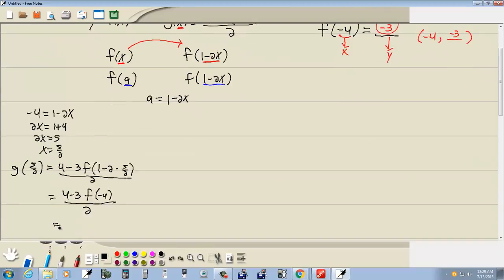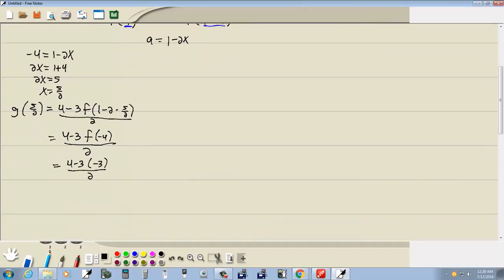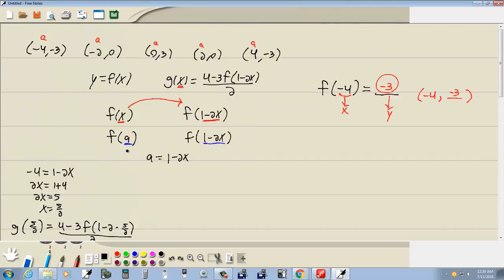So down here, we're going to have 4 minus 3 times -3 over 2. Now -3 times -3 is 9, so we've got 4 plus 9, which is 13 over 2. So the point on our transformed graph will be (5/2, 13/2). Okay, so that's for our first point. That's the transformation of this one here.